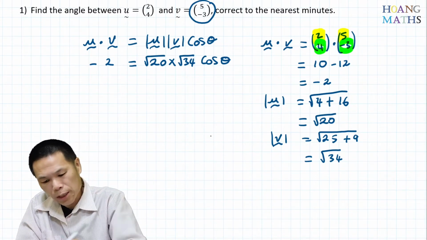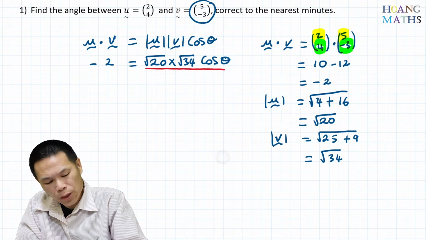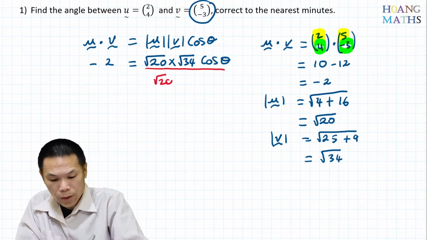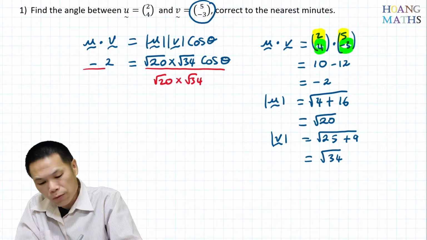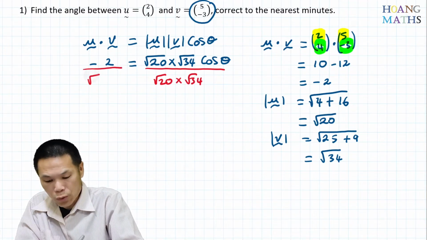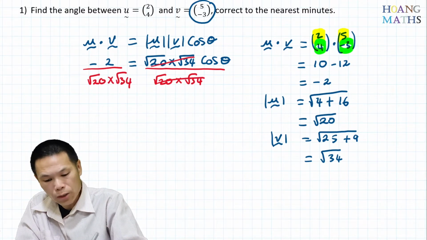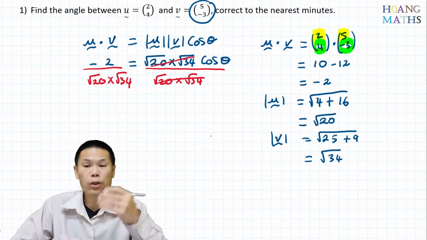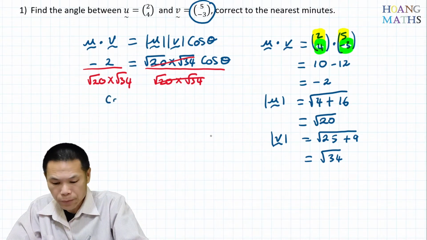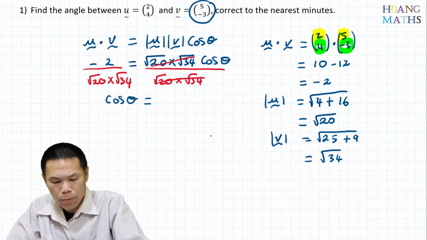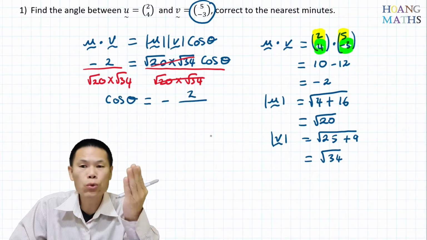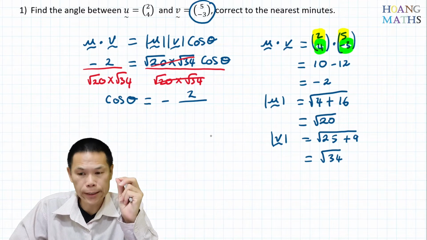So let me just write this down. I want to get rid of the square root of 20 and square root of 34 as well, so you divide by square root of 20 times square root of 34. So this cancels out. So this means that cos of theta will give me -2 over, and 20 times 34 is 680.